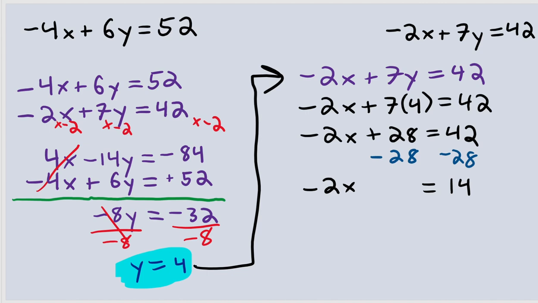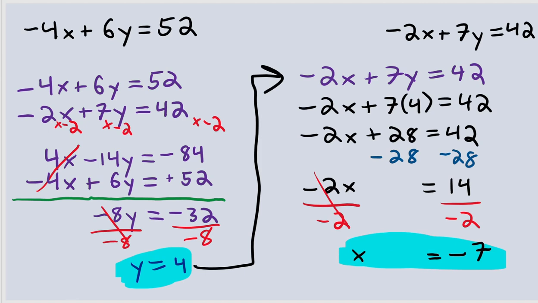I still have a negative 2 next to the x, so to get rid of it, I'm going to divide by negative 2, and on the other side, I'll also divide by negative 2. On the left, the negative 2 divided by negative 2 cancels out, and I'm left with x equals 14 divided by negative 2 is negative 7. And boom, that's it. I have my solution for this system of equations. The solution, your xy value, is negative 7, 4.